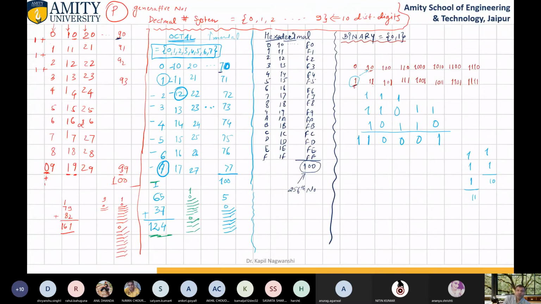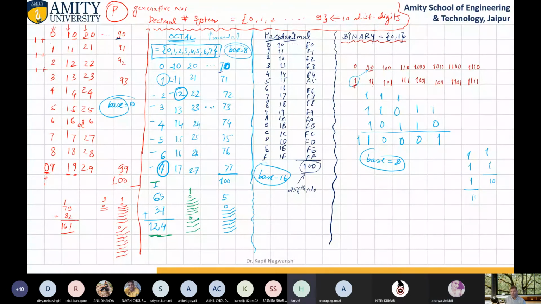Okay. So let us suppose, what is the base here? What is the base? Base is 10. Okay. In octal number system, base is 8. And in the hexadecimal number system, base is 16. And in binary number system, base is 2. Okay. Now you understand what is base? Yes, sir. Yes or no?